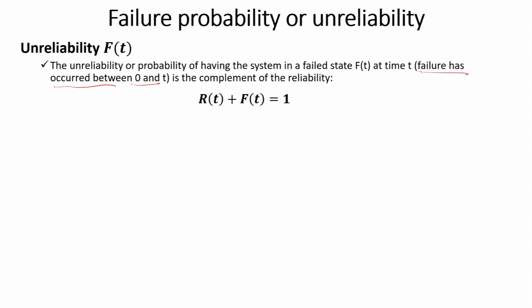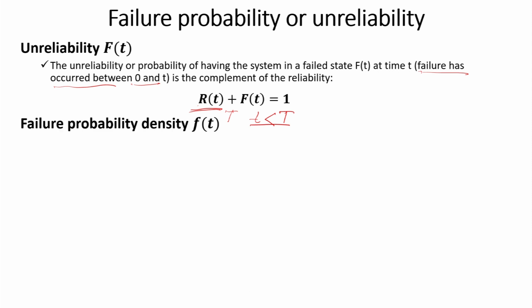So, what does it mean? Reliability means it is operating, provided that it will fail at a time t, and here this t is less than capital T. But in this case, t is between 0 to t. Since this function is the complement of this, the total probability should be equal to 1. So, I can write R T plus F T is equal to 1.